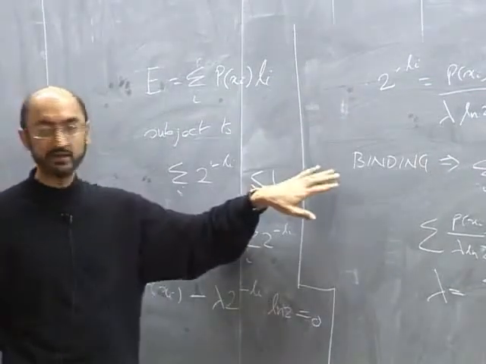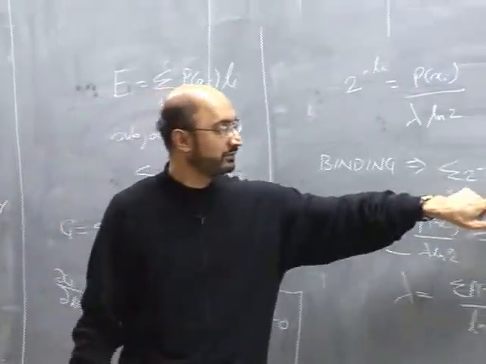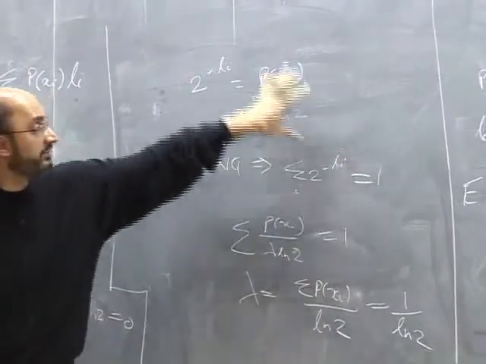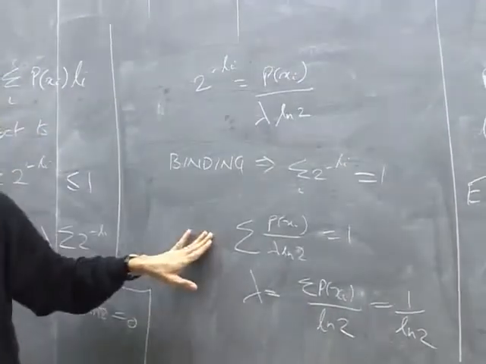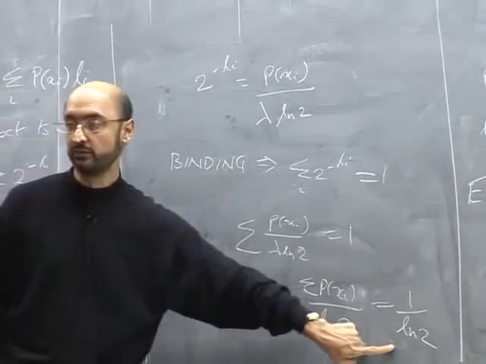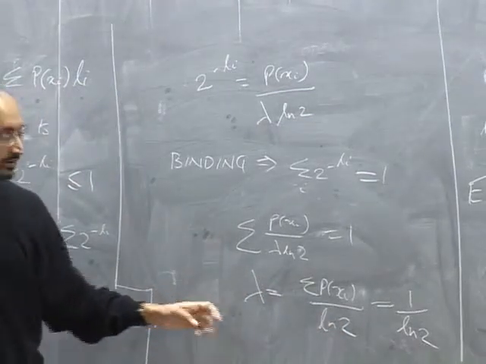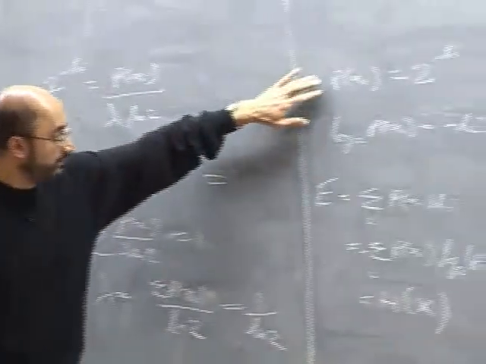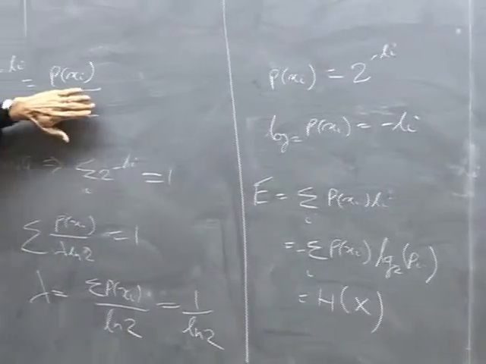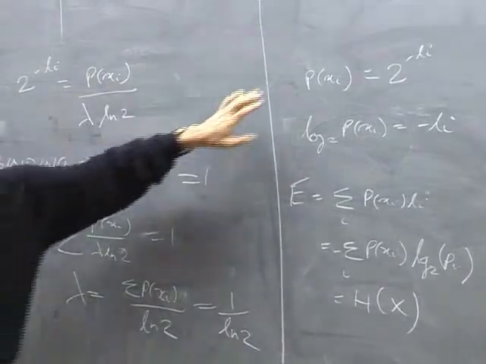And by having the binding constraint on the Kraft inequality, I also know sigma 2 to the minus li equals 1. And so if I know this, I can take 2 to the minus li over here and substitute the right-hand side. I get this one over here. And then this allows me to compute lambda to be just 1 over ln2. Right? This is just simple substitution over here. When I do that, I get p(xi), which is here, because this denominator goes away. Lambda ln2 is equal to 1. So this goes away. So p(xi) is 2 to the minus li.